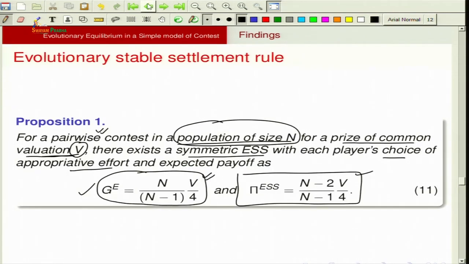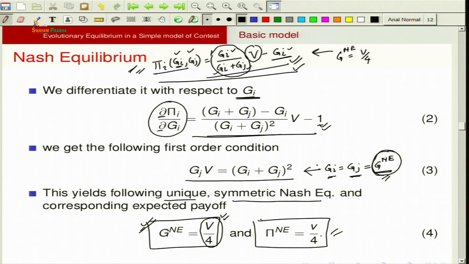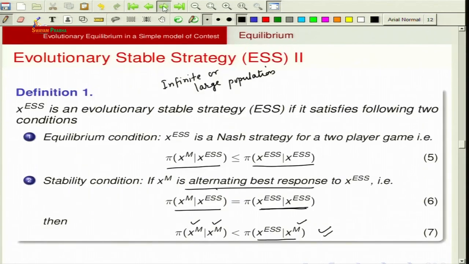Similarly, at this place also we discussed only the first order condition. But with this, the second order condition, del 2 pi I upon del g I square, should be less than 0. This should also be satisfied, and in this case it is satisfied. That is how we are getting these equilibrium values. So, we will again go back to what we are doing.